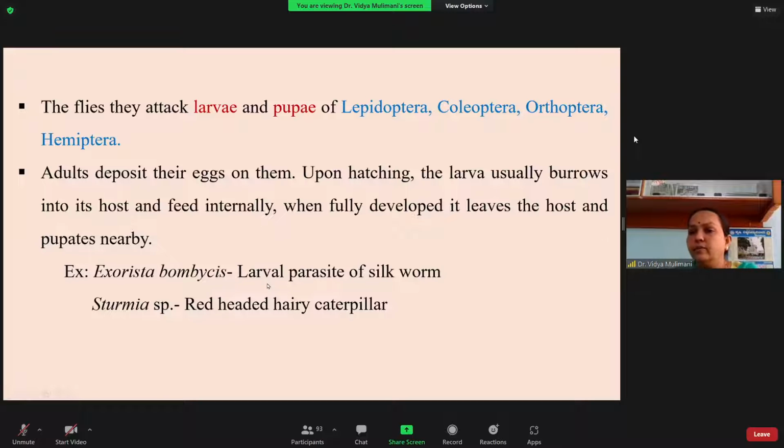Again, when they are fully developed and about to go for pupation, they come out by making a hole and go for the pupation.